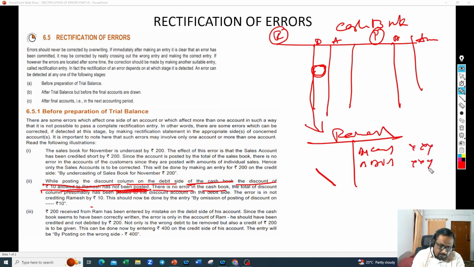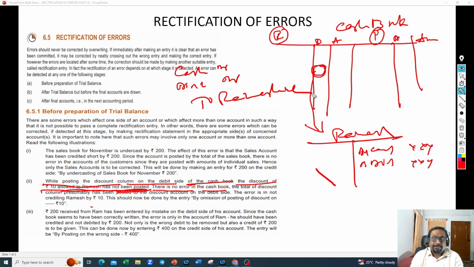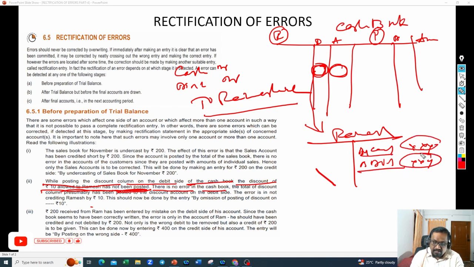What entry will I put? When I receive the cash from Ramesh, what entry do I write? When I receive the cash, cash account debit. When I allow the discount, it is an expenditure. So discount account debit to Ramesh account. This is the entry, right? So on the cash book debit side I mentioned the discount amount, and in the amount column I put the amount. Now I come to Ramesh account. In Ramesh account I am supposed to write by cash, by discount, but I forgot to write by discount.